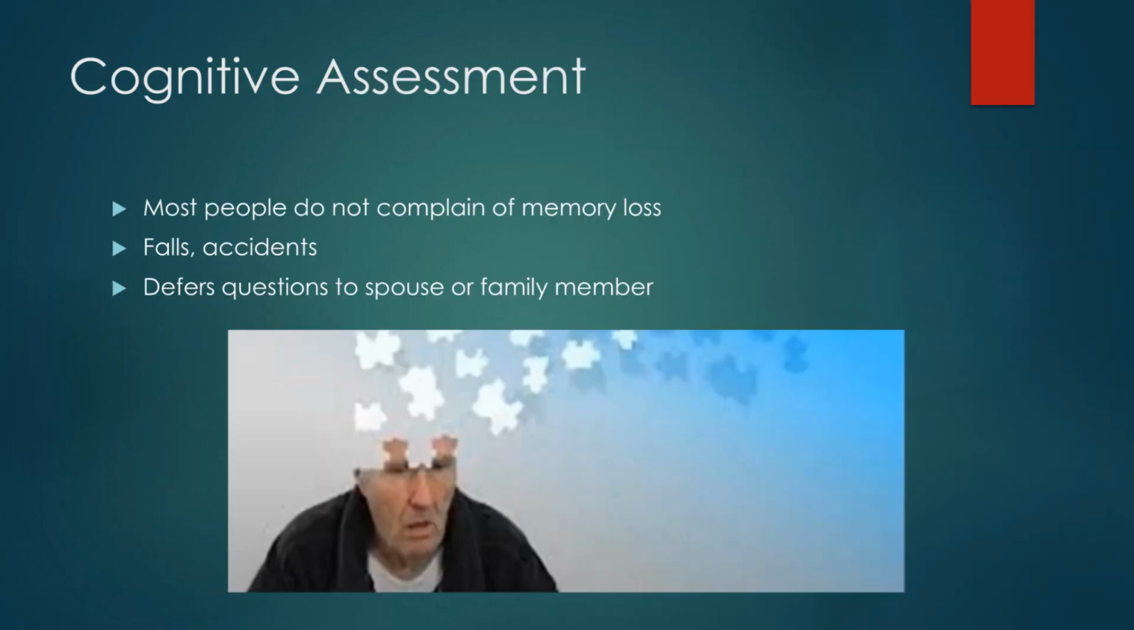The reason we do cognitive assessment in geriatrics on a routine basis is that most people don't complain of memory loss. Those who may have memory loss, some of it may be minimal cognitive impairment, or it may be frank dementia. They often don't report falls and accidents. Sometimes they'll defer a lot of questions to a spouse or family member. That could be an important clue that they may have memory impairment. Anytime an older adult in your clinic defers questions that you ask directly of them, it could be a good indicator of dementia.